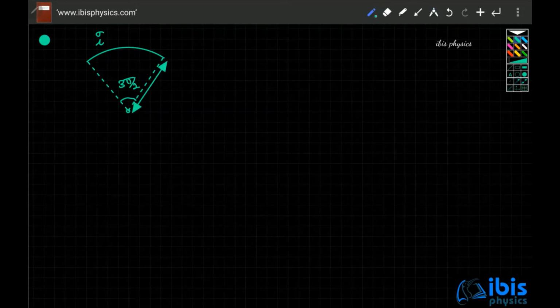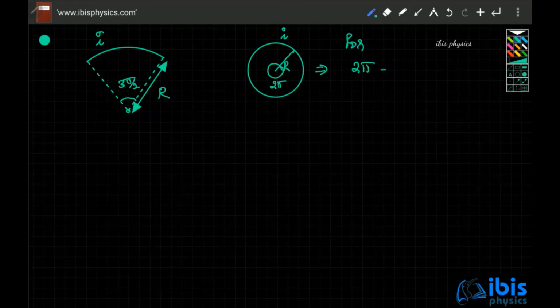Let us assume this problem this way. Suppose you have a full loop, this full circular coil is carrying current I and its radius is r. What is the magnetic field? One full circular coil subtends an angle 2 pi radian at the center. So for 2 pi radian, the magnetic field at the center is mu naught I divided by 2r.